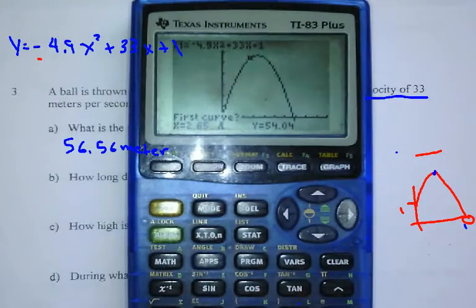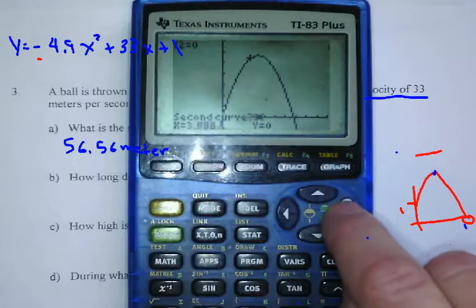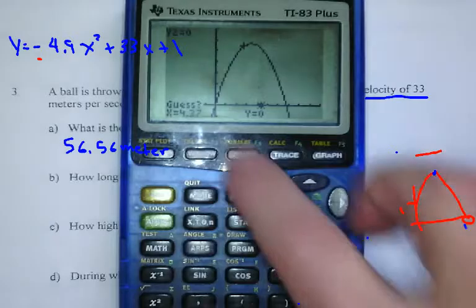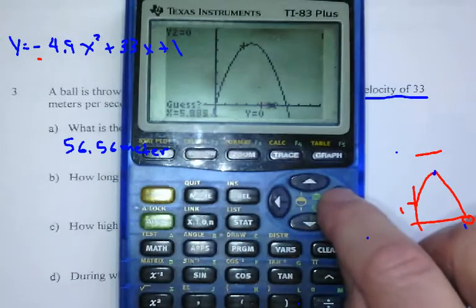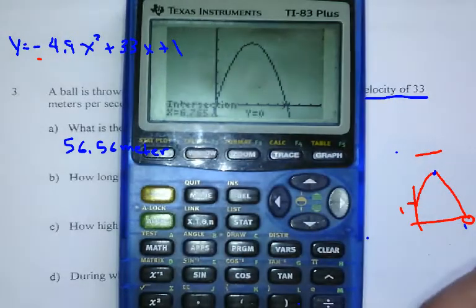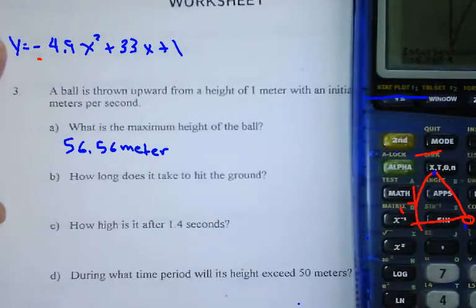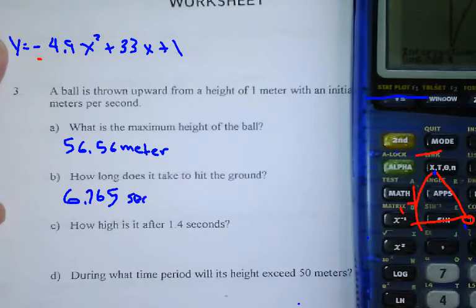And I hit enter. It says, are you on the first curve? Yes, I am. Am I on the second curve? See, I'm right there on the x-axis, so yes, I am. And then guess, where do you want? Now there's a left one and a right one. All I care about is this right one right here. So I'm going to find that one right there. And what does that say? 6.765. How long does it take to hit the ground? 6.765 seconds. Whenever we measure in meters, we're still measuring in seconds.